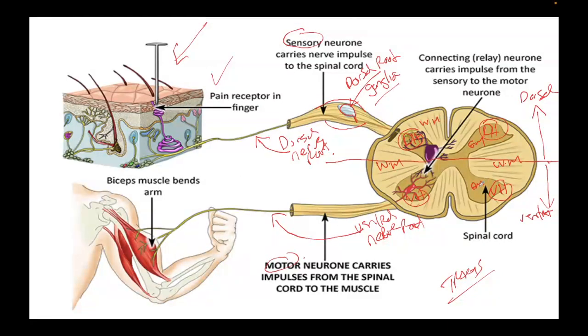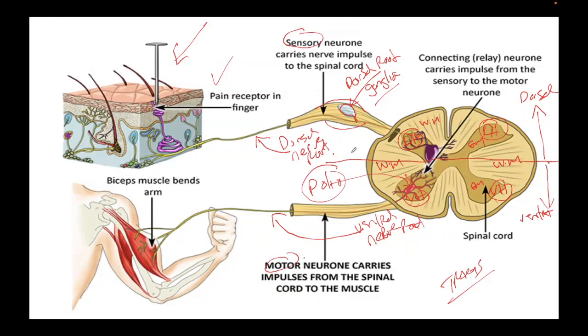There are viruses that attack the ventral horn. One of the viruses that likes to attack the ventral horn is called polio. Polio is a virus that attacks the ventral horn, and when that virus attacks it and destroys the ventral horn cells, you end up getting paralysis of muscles.